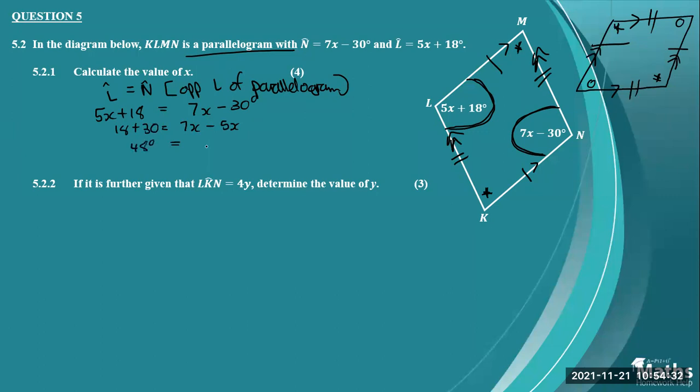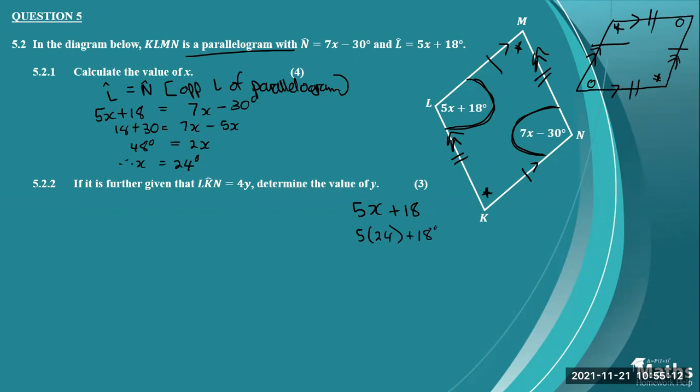So 48 degrees will be equal to 2x. So therefore, x will be equal to 24 degrees. So now we know if x is equal to 24, we can work out whatever they ask us to work out now. So let's first work out 5x plus 18, just for the fun of it. So 5x plus 18 is going to be equal to 5 times 24 plus 18 degrees.